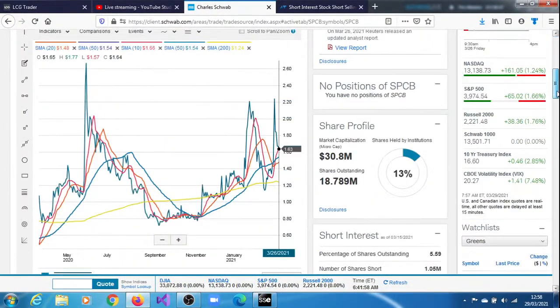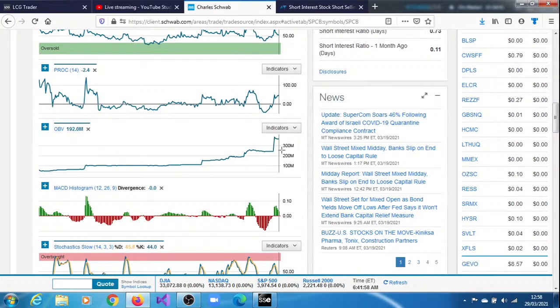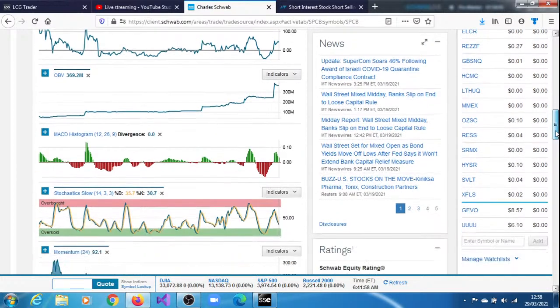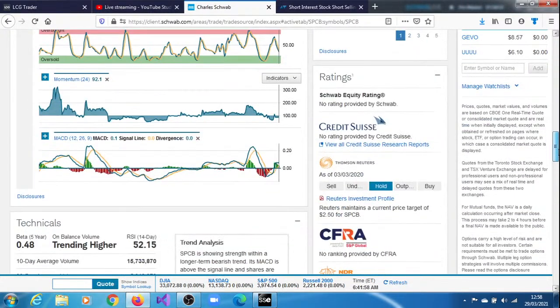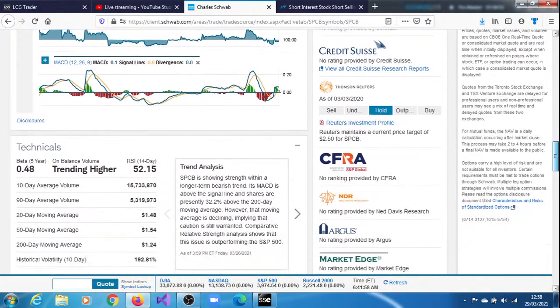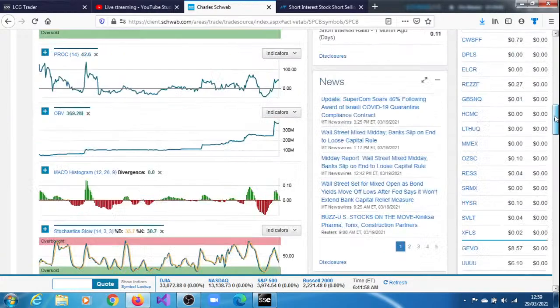SPCB, Supercom. So I think the on-balance volume indicator still looks strong, but the 14-period slow stochastic oscillator is also waning. So I think it's also a good case, yet another case of taking profits. SPCB is showing strength within a longer-term bearish trend.